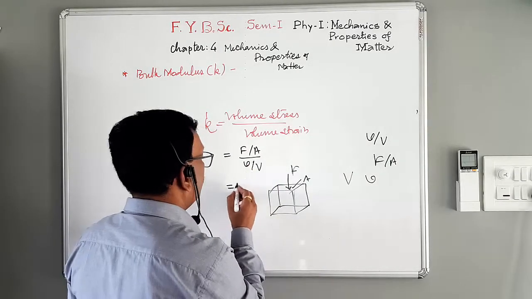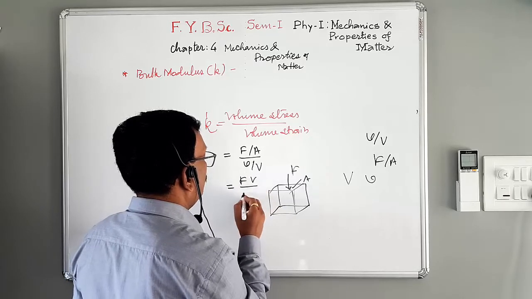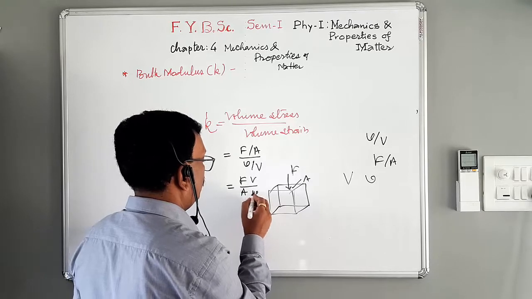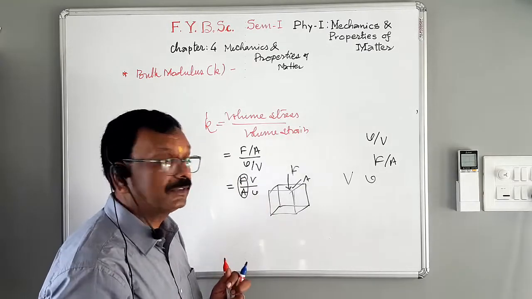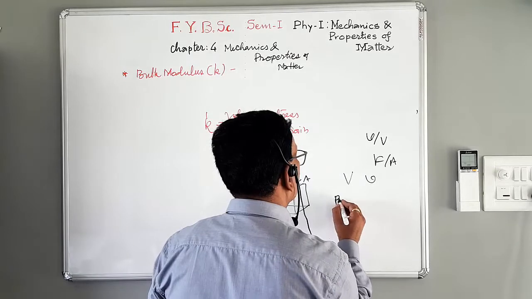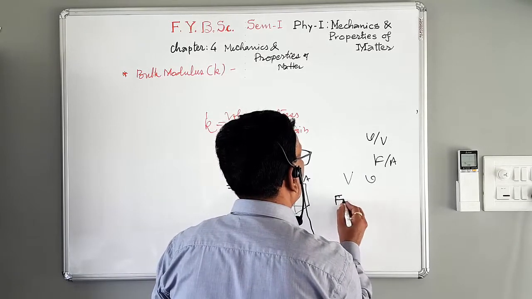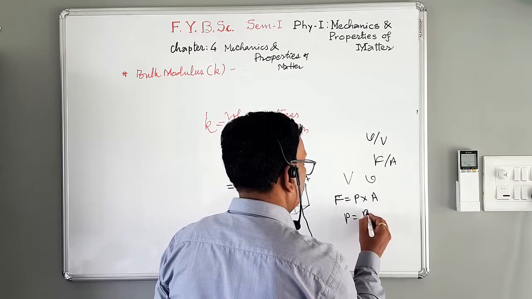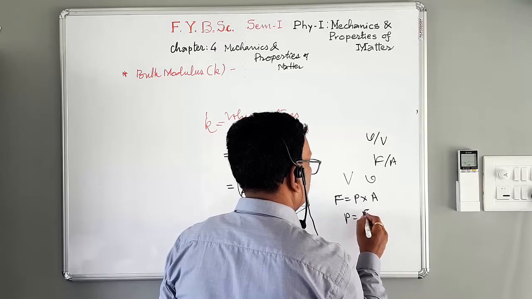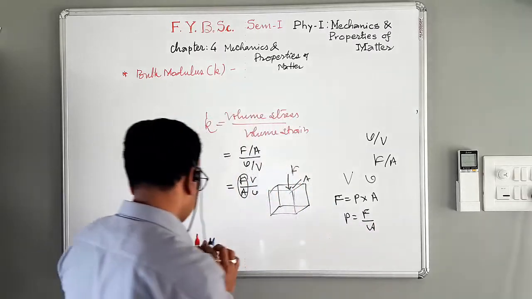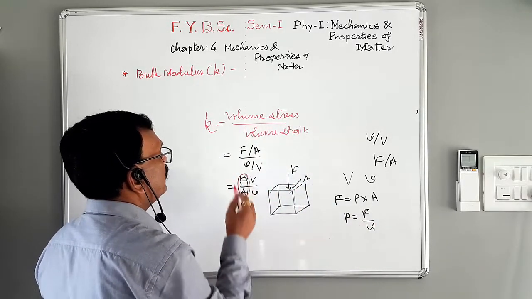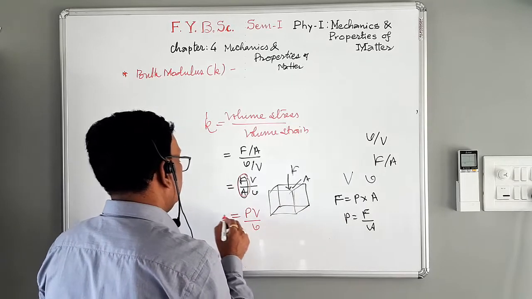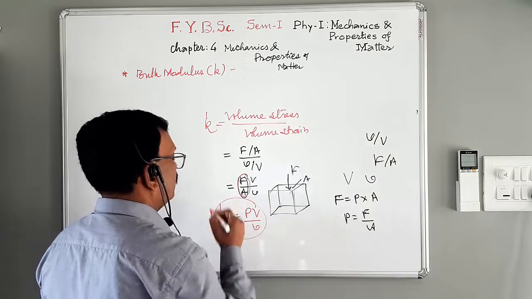or from this we can write FV upon Av. But F upon A, we know that pressure, force is equal to what? Force is equal to pressure into area, or pressure is equal to force upon area. Then instead of this we can substitute P, therefore PV upon small v is nothing but bulk modulus K.